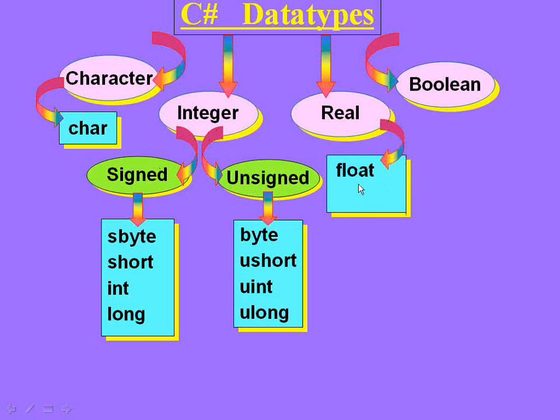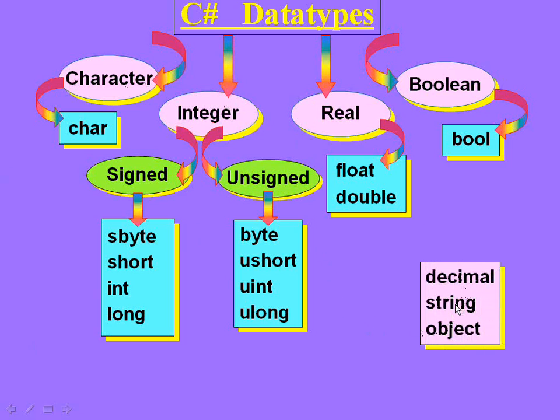Real, we have float, we have double. And for Boolean, only one data type is available, bool. Bool is a data type that can take only two values, that is true or false. Now apart from these data types, we have decimal, we have string, and we have object. So these are the data types we have in C#.